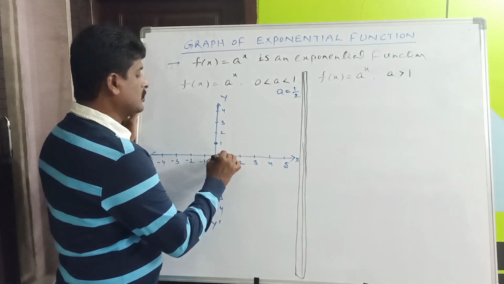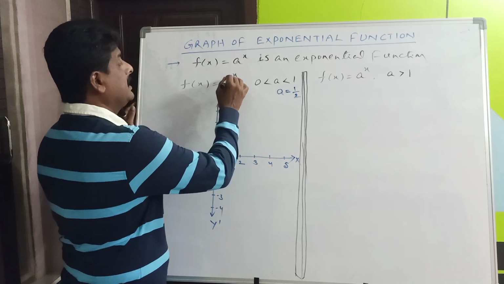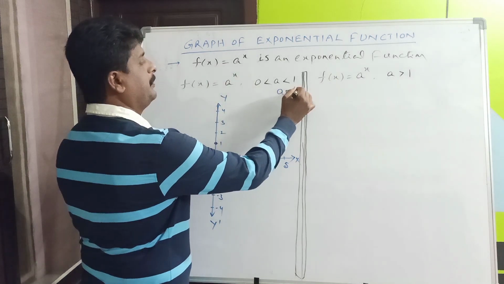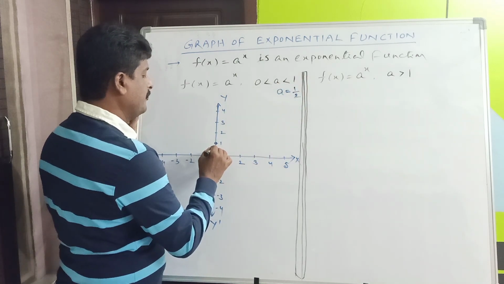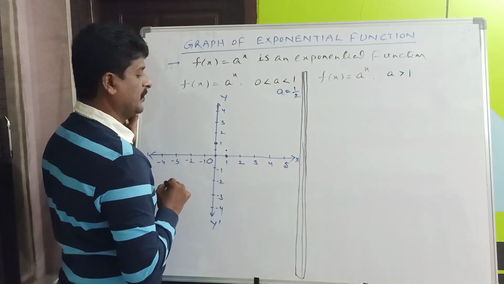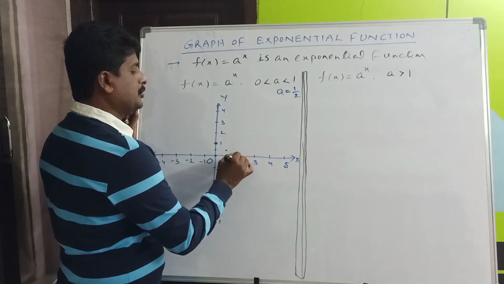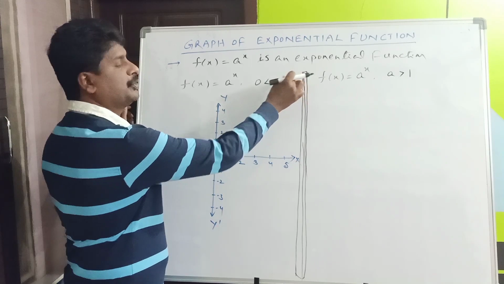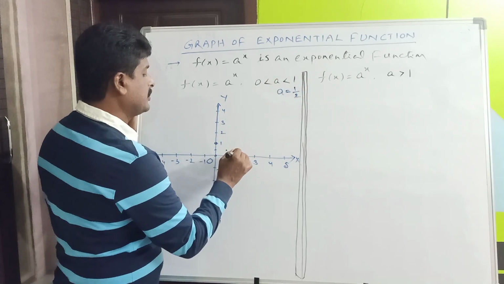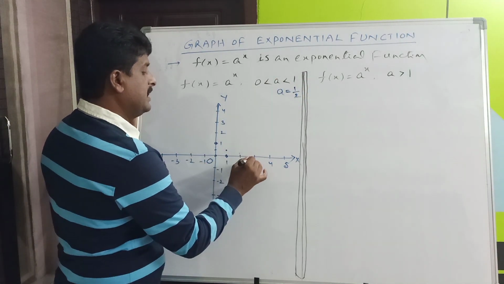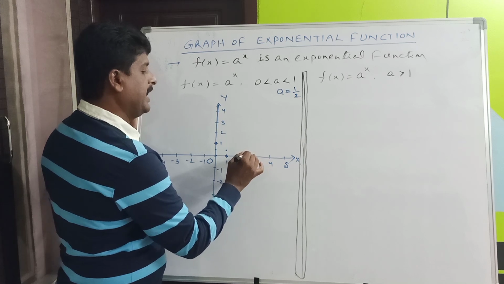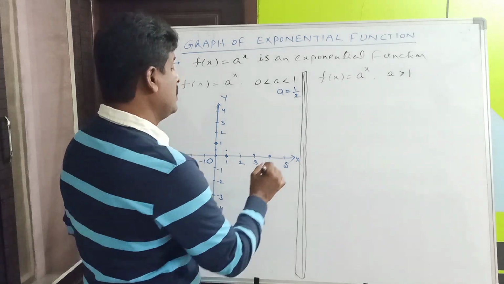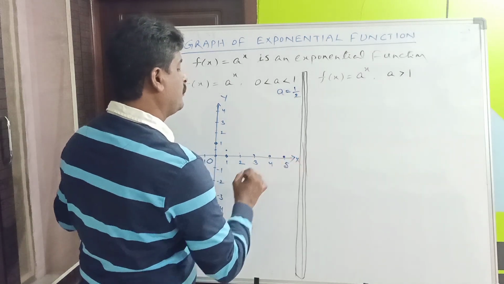Suppose x = 1. Then the corresponding value is a^1, that is (1/2)^1, which is nothing but 1/2. For x = 2, it becomes a squared, which is (1/2) squared, that is 1/4. x = 3 gives 1/8, x = 4 gives 1/16, and x = 5 gives 1/32.